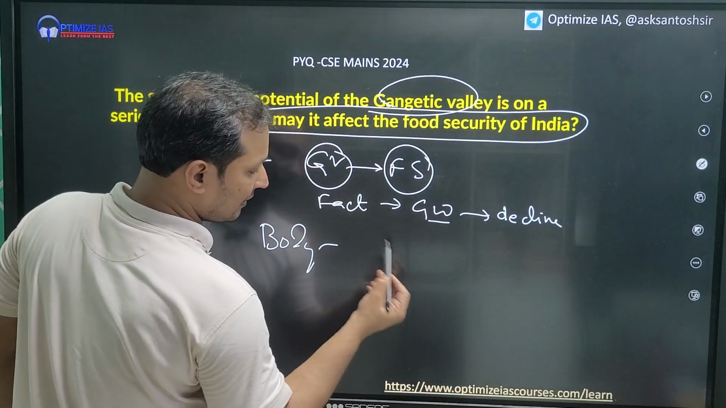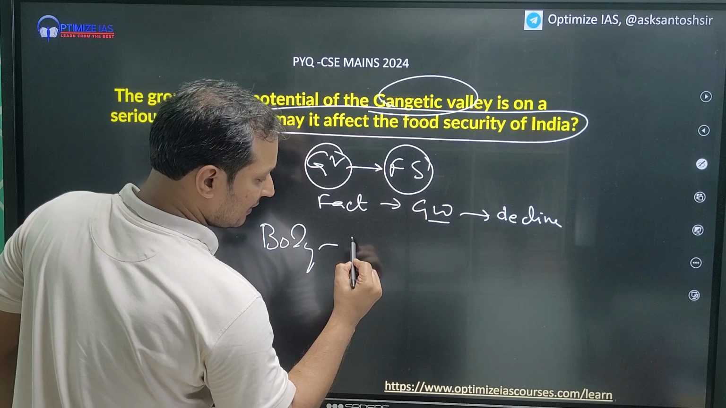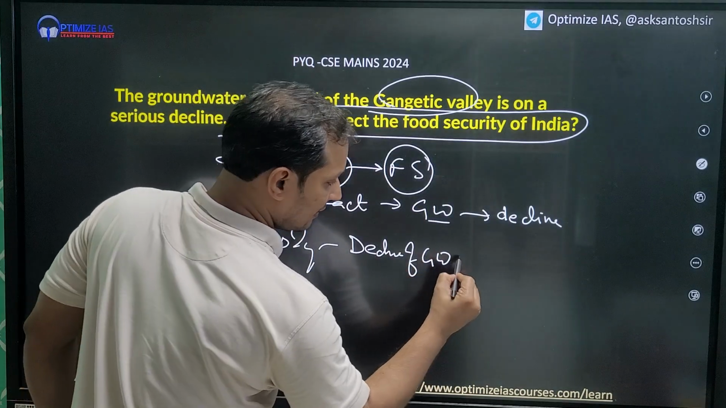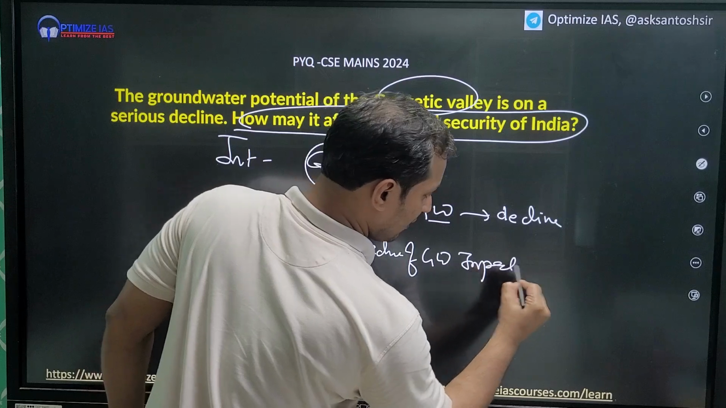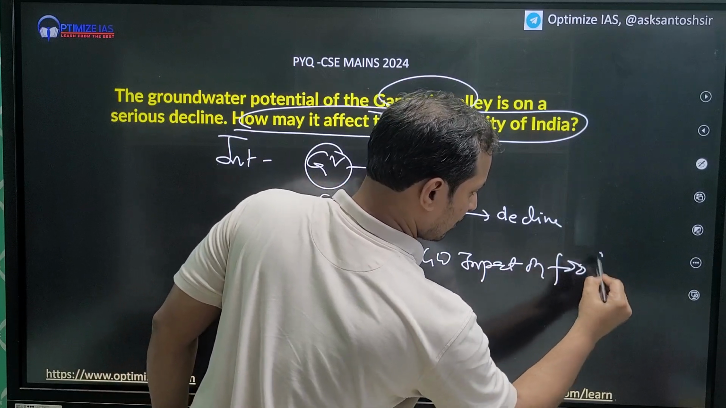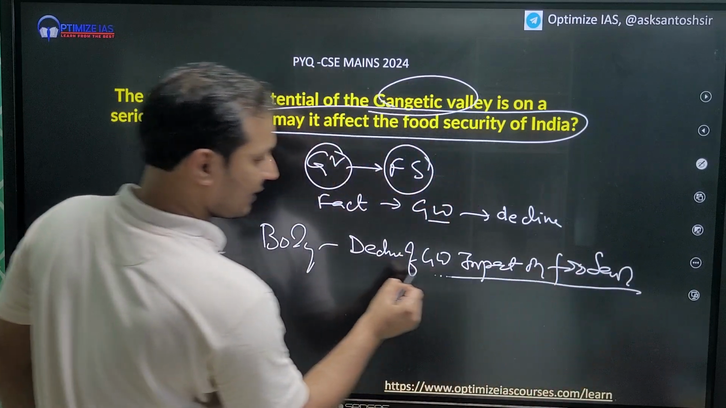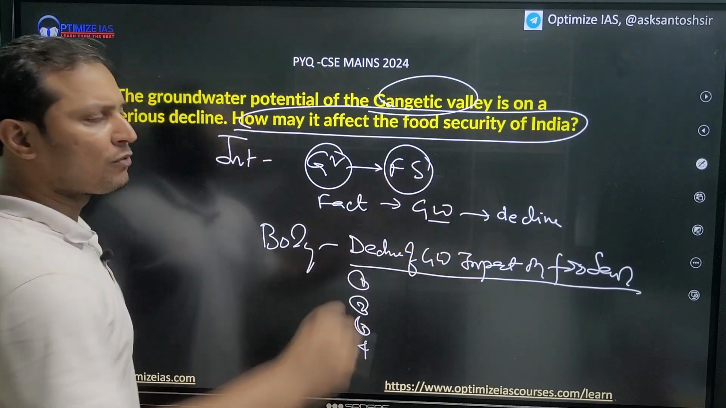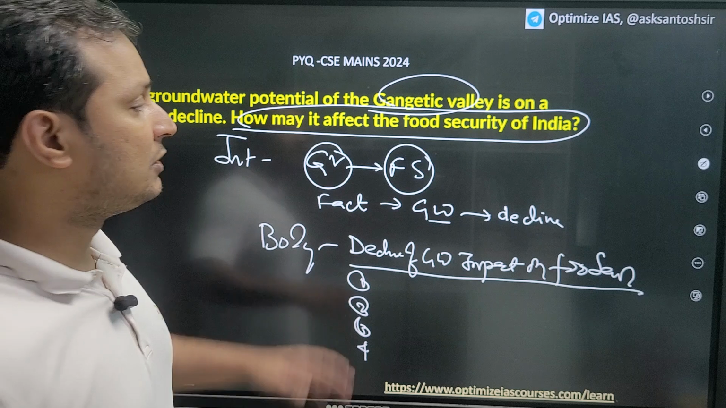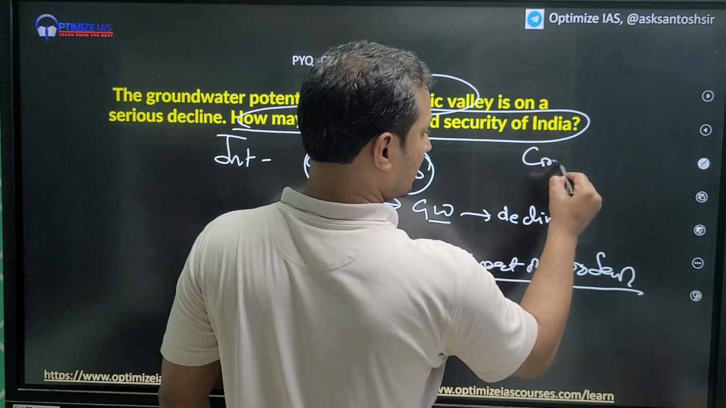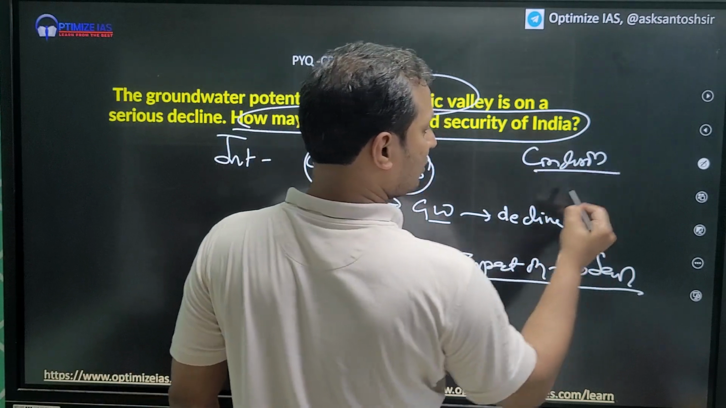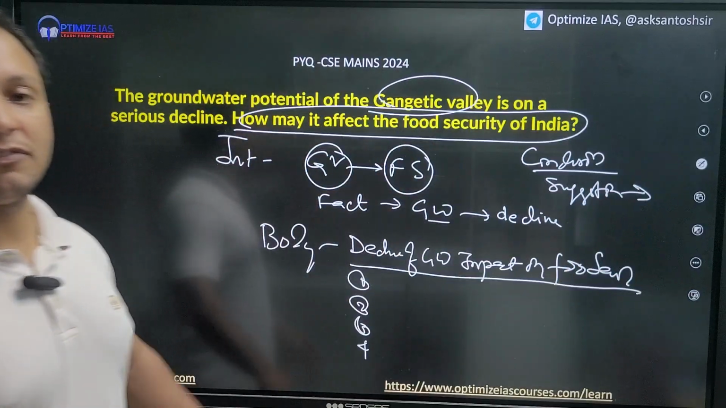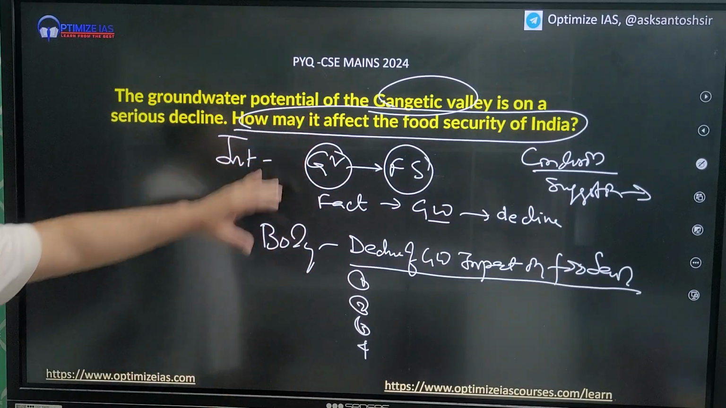So you will write a heading: decline of groundwater impact on food security. You'll give a heading and you will write 3-4 points. And then what you need is a conclusion. In the conclusion, you can give suggestions to improve the groundwater potential of the Gangetic Valley. This will be the 3 parts of the question.